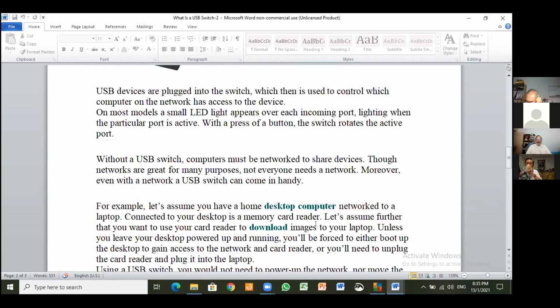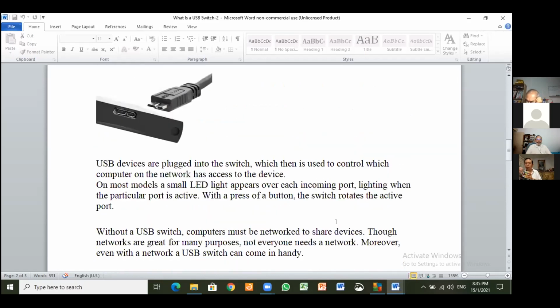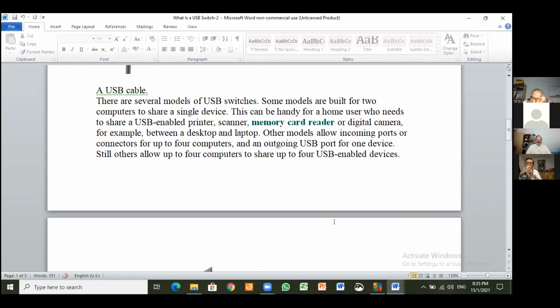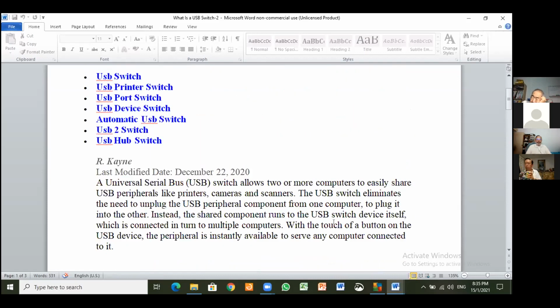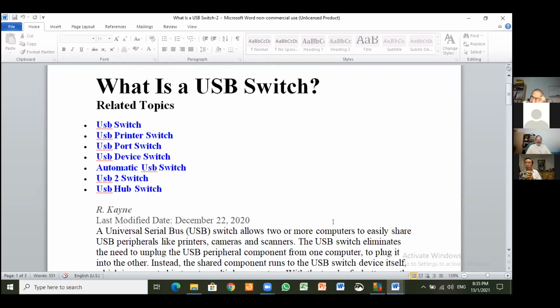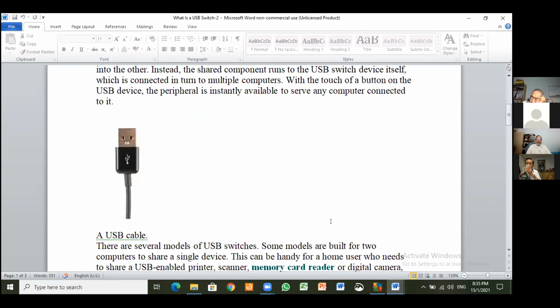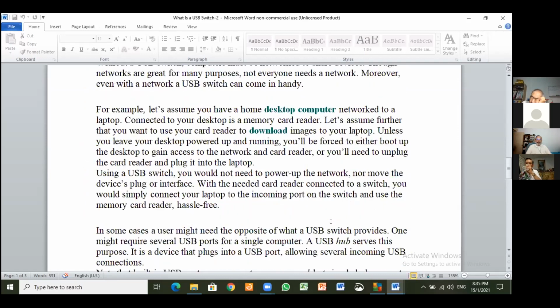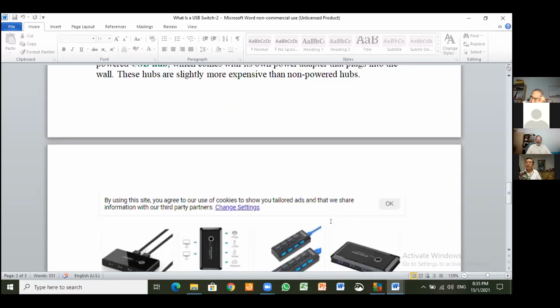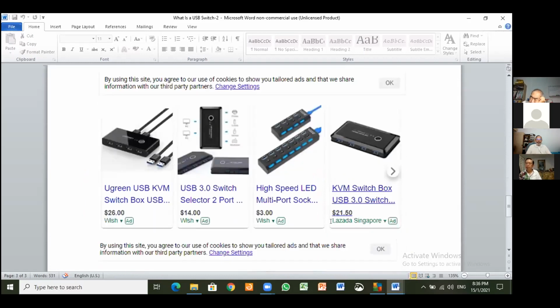Okay. Uh, this explain how it works. Okay. Okay. Maybe I show you this picture.